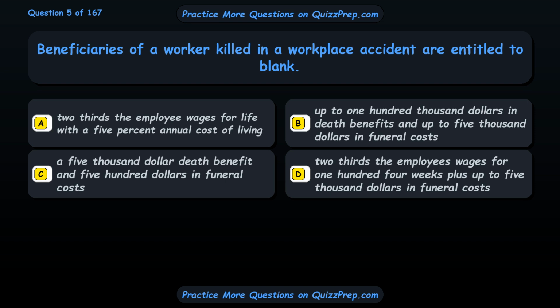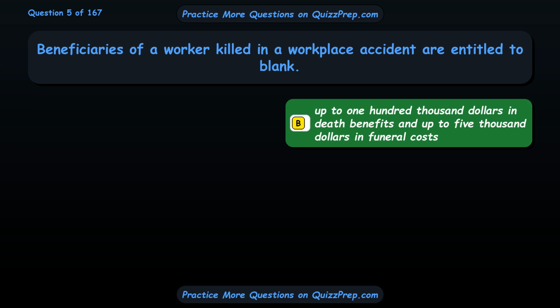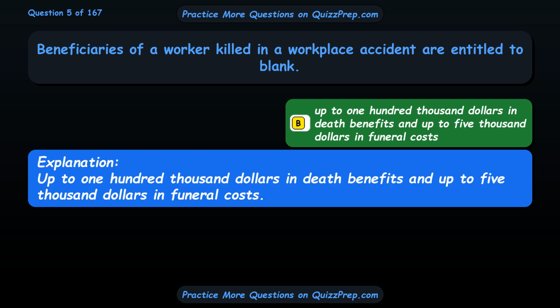Question 5. Beneficiaries of a worker killed in a workplace accident are entitled to blank. Option A, 2/3 the employee wages for life with a 5% annual cost of living. Option B, up to $100,000 in death benefits and up to $5,000 in funeral costs. Option C, a $5,000 death benefit and $500 in funeral costs. Option D, 2/3 the employee's wages for 104 weeks plus up to $5,000 in funeral costs. The correct answer is option B, up to $100,000 in death benefits and up to $5,000 in funeral costs.